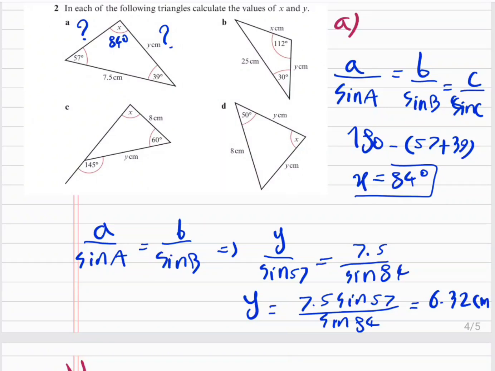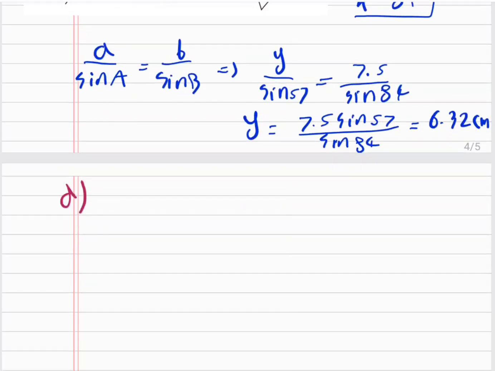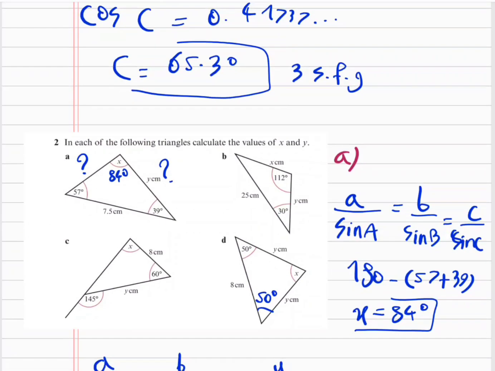It's actually very easy in this case, because at first glance it may seem complicated, but actually this is an isosceles triangle, because these two side lengths are equal, both of them are equal to y. So that means this angle is equal to 50 degrees, and therefore x is simply equal to 180 minus 50 plus 50, which means that x is equal to 80 degrees.